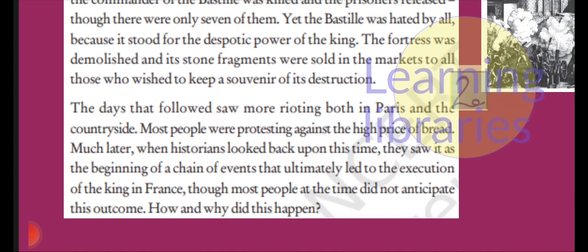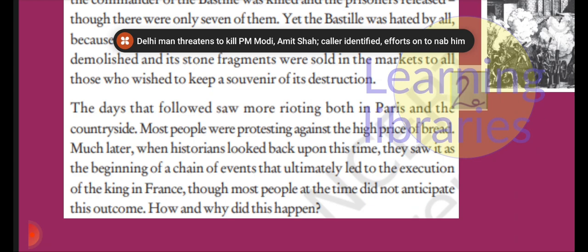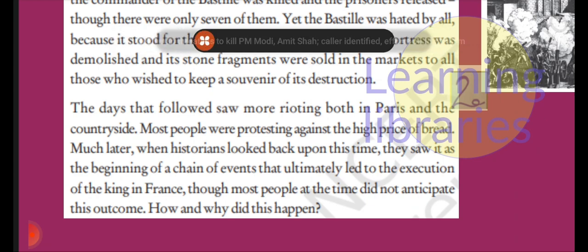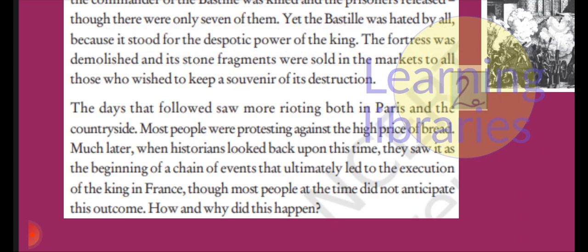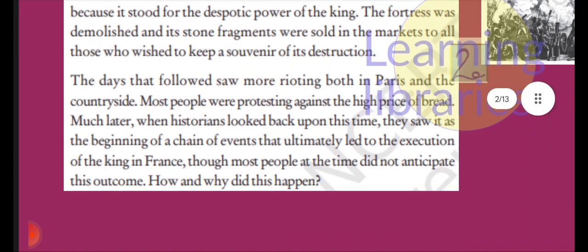They are hungry for food, they are thirsty, they need water, and a lot of things. The days that followed saw more rioting both in Paris and the countryside. Most people were protesting against the high prices of bread.